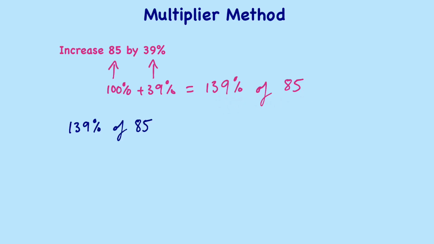Let's have a look at this example. I'm going to increase 85 by 39%. So remember, in my answer I want 100% of the original amount plus my 39%. So I'm looking to find 139% of 85. So 139% of 85 is the same as 139 over 100 multiplied by 85, which is the same as 1.39 times 85. So this here is my multiplier.